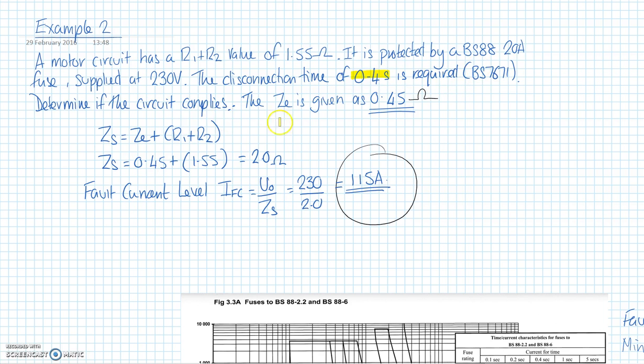So we're going to determine if this circuit complies. Now the Ze is given as 0.45. That could have been measured, or it could have been read from the previous test results, if there were any, or by inquiry to the electricity board. So our earth fault loop impedance Zs is Ze plus R1 + R2. That gives us a total impedance of 2 ohms, which gives us a fault current of 115 amps.